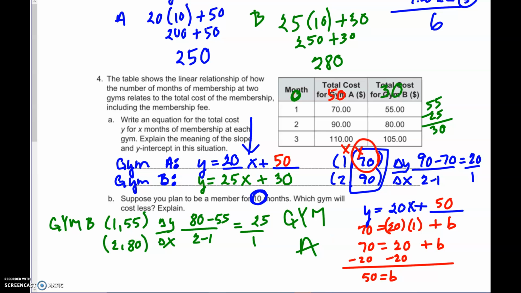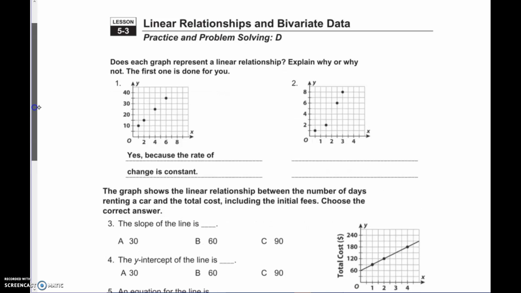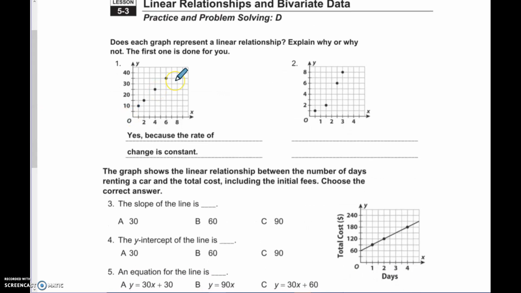All right, and then the last worksheet here is, do we have a linear relationship? Well, when you look at number 1, are all those dots, if I were to connect them, in a straight line? Yes, because that rate of change is constant. But now look at 2, and do you see how it has that little swoop in there? So this one is not linear. It does not have a constant rate of change.